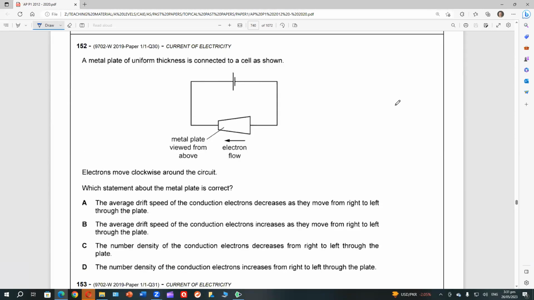A metal plate of uniform thickness is connected to a cell as shown. Electrons move clockwise around the circuit. Which statement about the metal plate is correct? These are actually theory questions, and electrons are coming from right to left. The average drift speed of the conduction electrons decreases as they move from right to left through the plate. They are moving right to left. Area is decreasing if you go through the material.